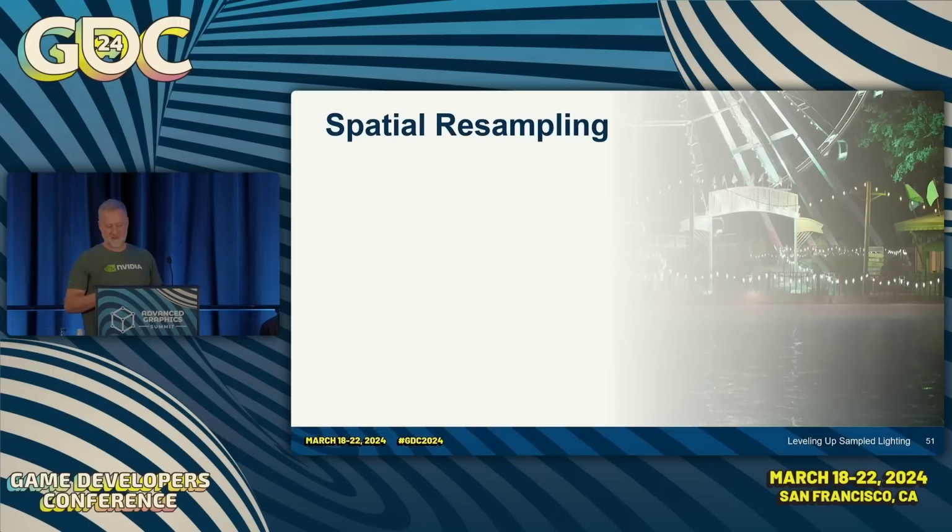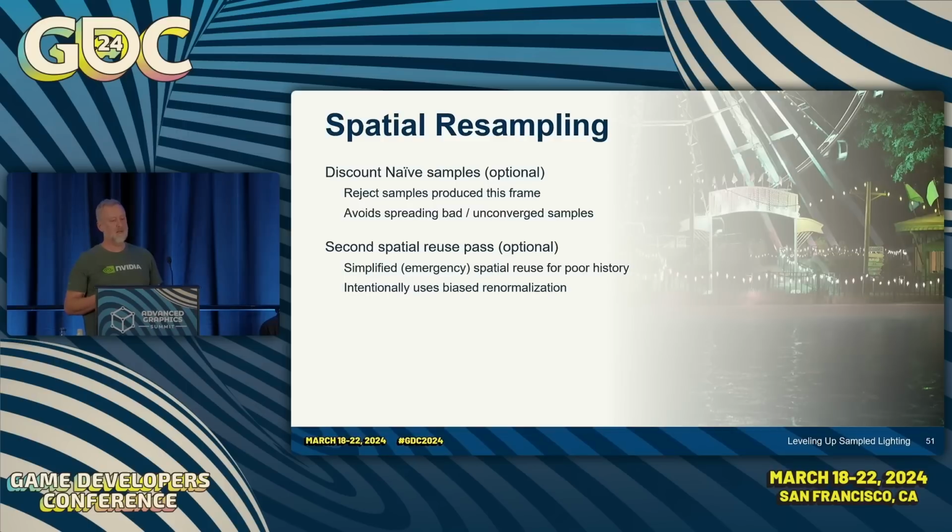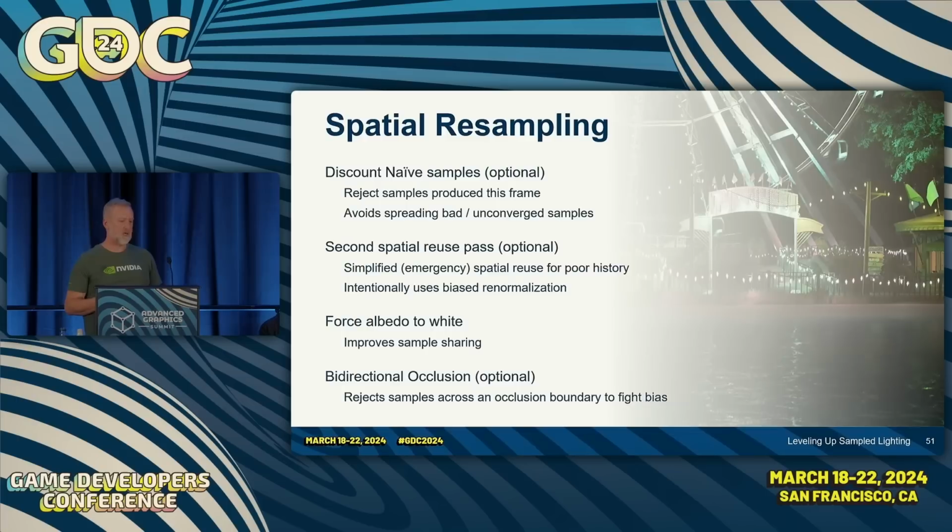Let's talk about spatial resampling. Well, we've done a few different things that make things better. I'm not really going to spend any time on these. You can look at these slide notes after the course. But I will talk a little bit about this bidirectional occlusion because it's an interesting thing that you may run into when you go ahead and implement this stuff.